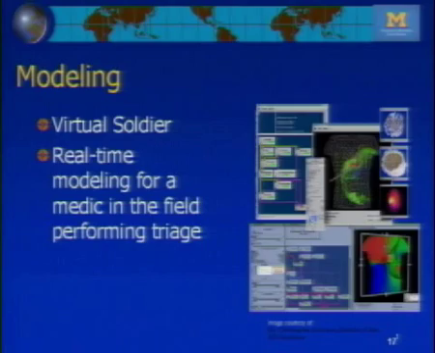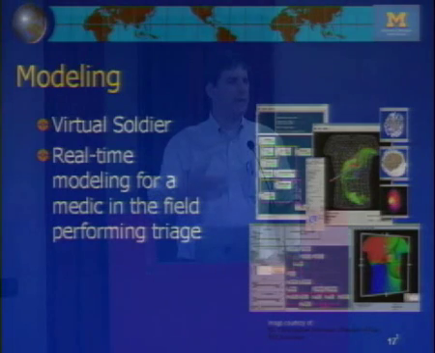A number of universities have been involved in a project called the Virtual Soldier. The idea is to provide a tool in a handheld computer that a medic in the field would be able to use to diagnose the criticality of a soldier's injury and decide whether this is someone who has to be treated right away, or before or after other injuries in the field. The modeling here is, if a soldier was shot, how much time do you have before they move to a critical phase of that injury?